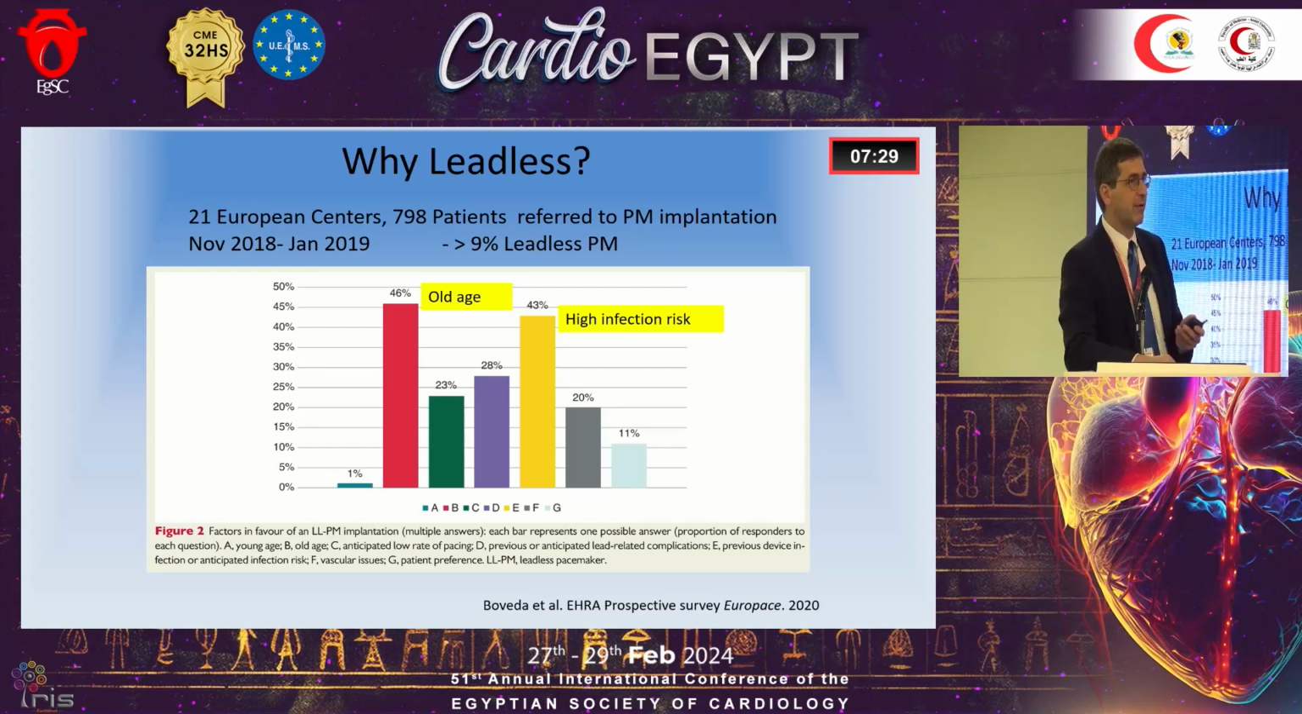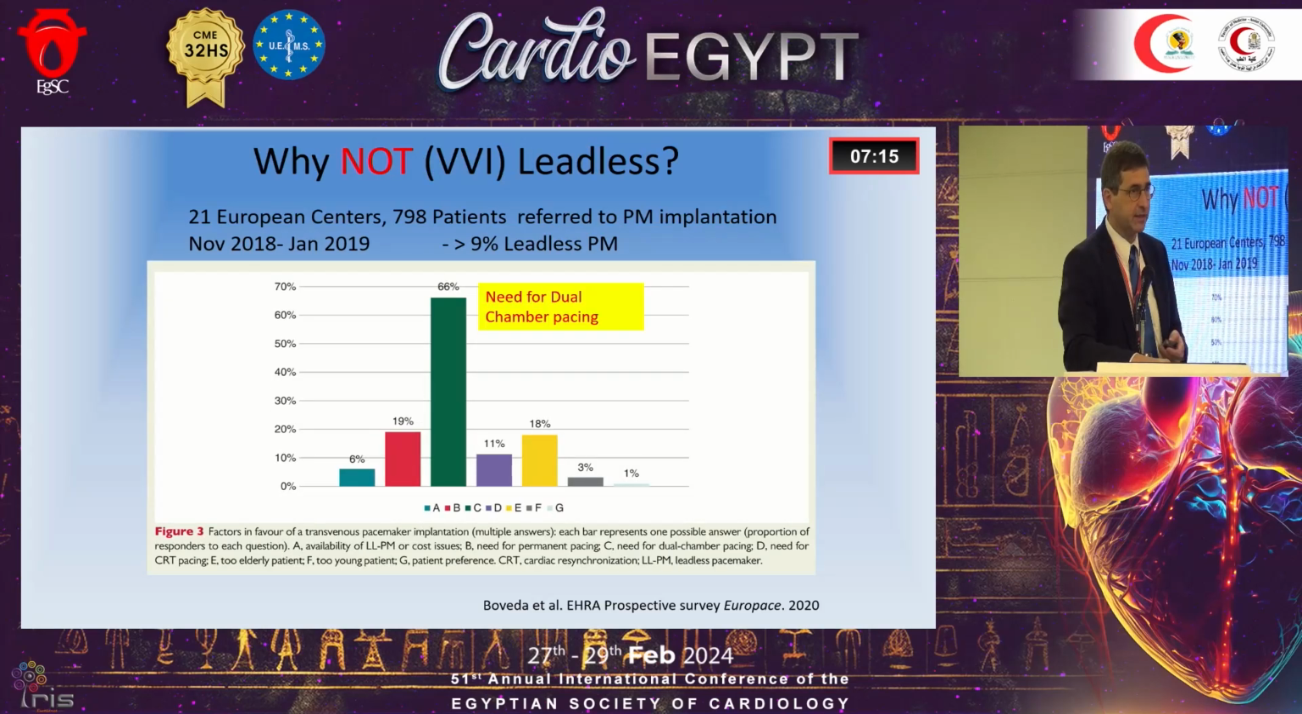There were two major points: the old age, of course, I would comment on that perhaps later, and the other was the high infection risk. Why implanters decided to go for leadless. Why not leadless? At that time, it was 2020, there was lack of dual chamber leadless pacemaker, because if the patient needs dual chamber pacing, of course, leadless pacemaker was not a good option at that time.